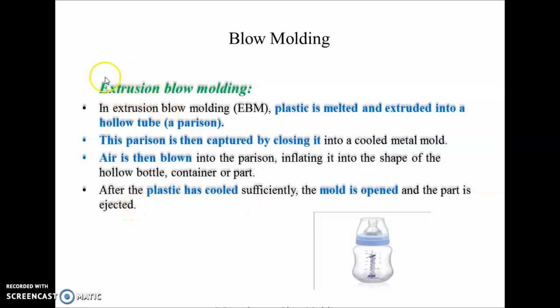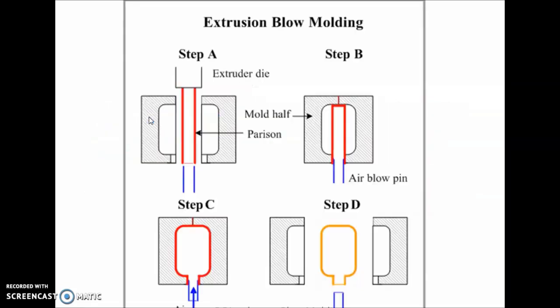In case of extrusion molding, the plastic is melted and extruded into a hollow tube. Next, this is an example of extrusion blow molding. In step 1, with the help of an extrusion die, the plastic, the red color is the plastic, gets extruded, and this is known as the parison.